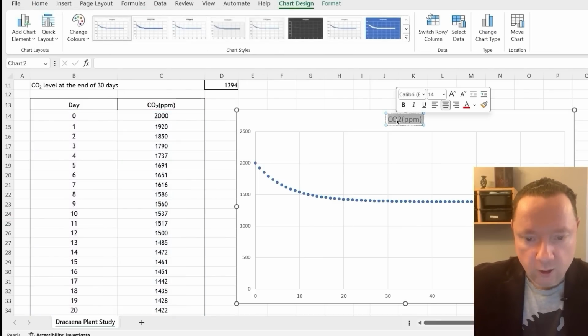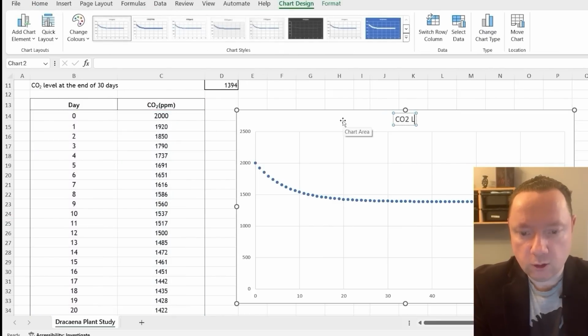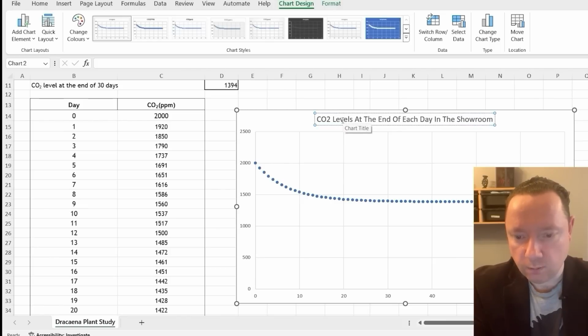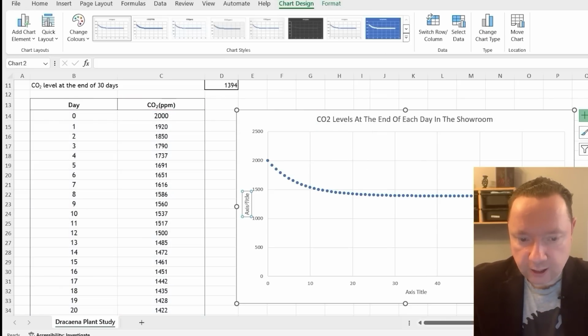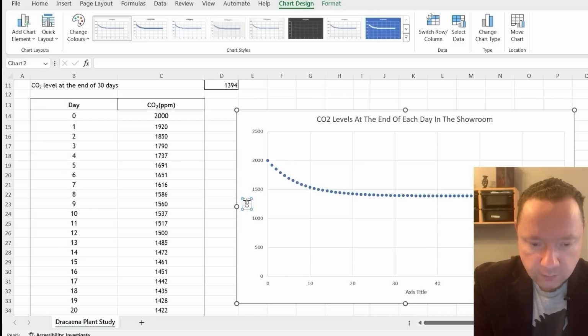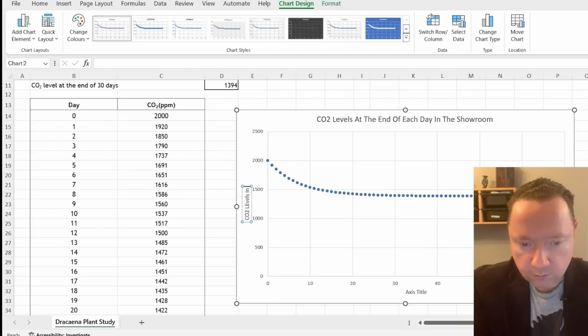So, title: CO2 levels at the end of each day in the showroom. And then we need to add our axis labels. So, axis titles: CO2 levels in parts per million.